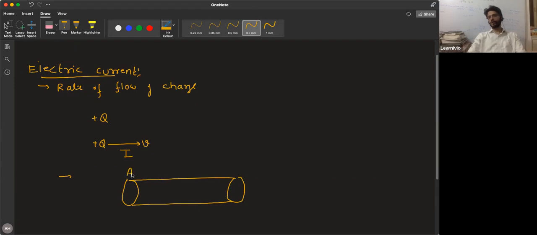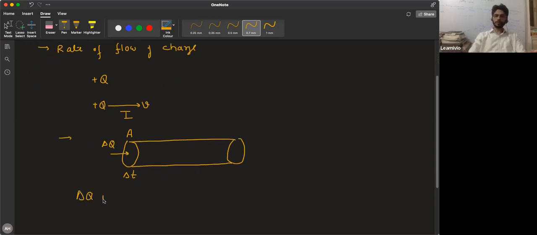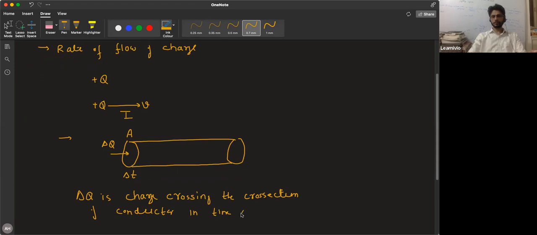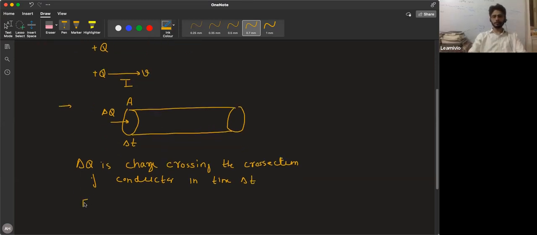Let's say the area of the cross section of conductor is A. Some charge delta Q enters the conductor and the time taken by the charge is delta T. So I can write that delta Q is the charge crossing the cross section of conductor in time delta T. So the charge crossing this area of cross section A in time delta T is delta Q. So you can write that current, the definition of electric current, I is charge divided by time. This is the expression of current.